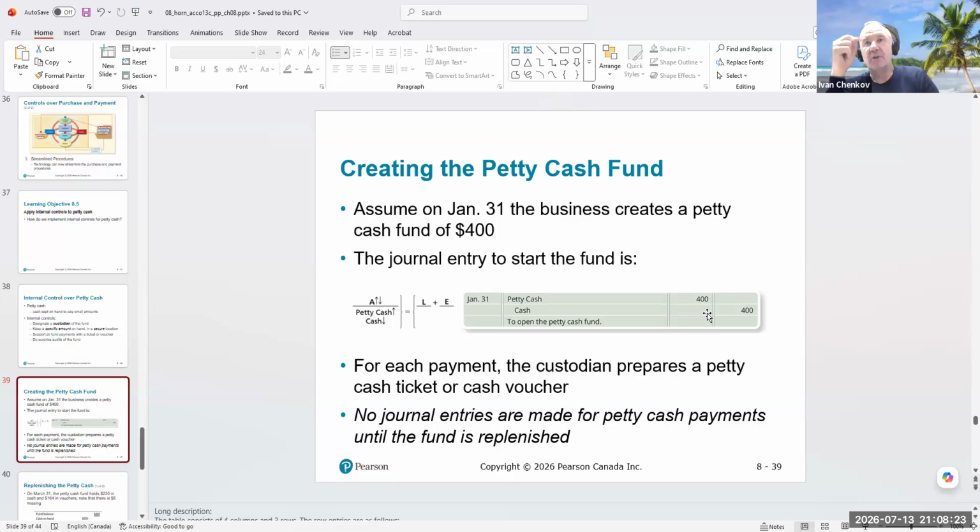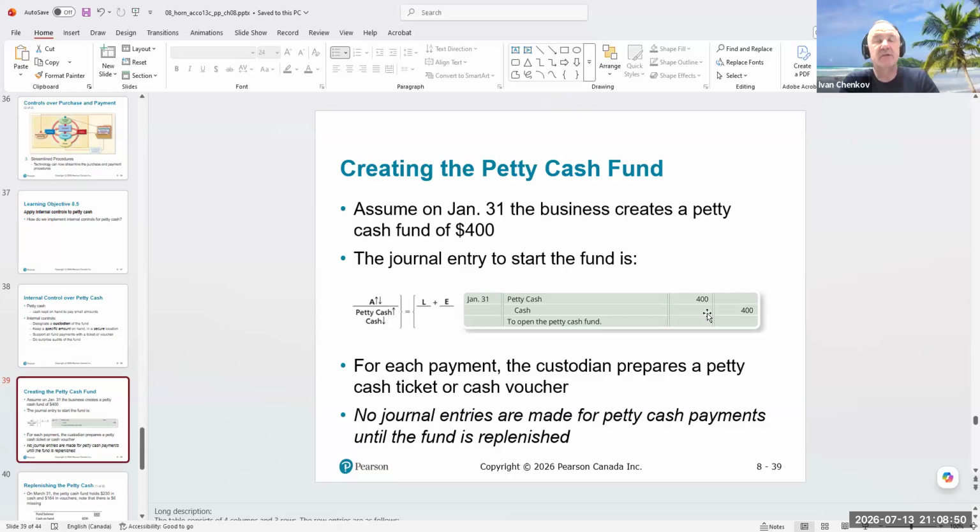Now, every time the petty cash is used, the custodian is going to prepare the cash ticket and attach the available receipts or documents. At this point, no journal entries are made for any payments from the petty cash until the fund is replenished.